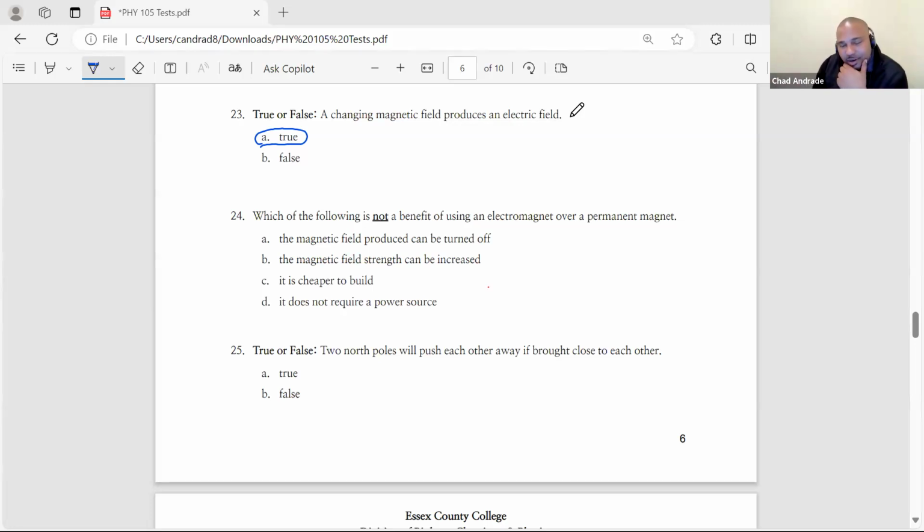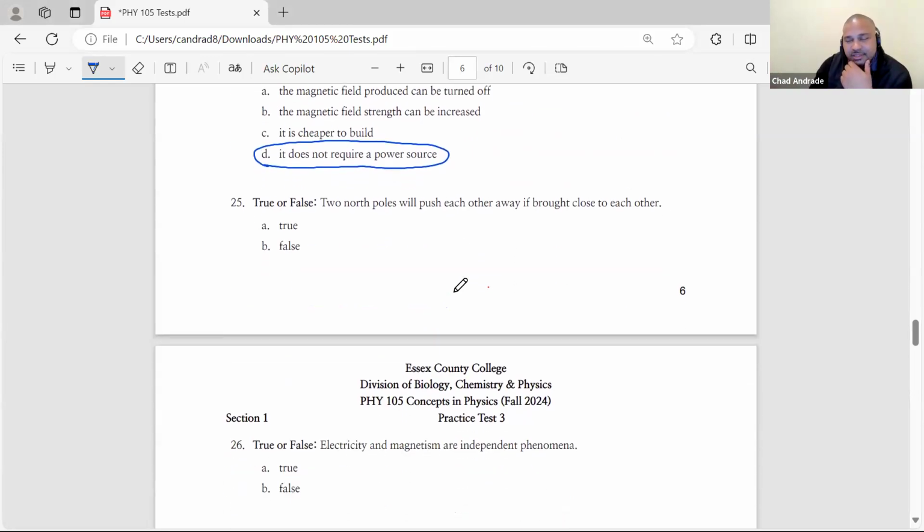D, it does not require a power source. Aha, this is the part that is the problem. Electromagnets require a power source. For you to get the magnetic field benefit from electromagnets, they all require currents flowing through some wires, and that current has to be powered by some power source, and that is the drawback, right?